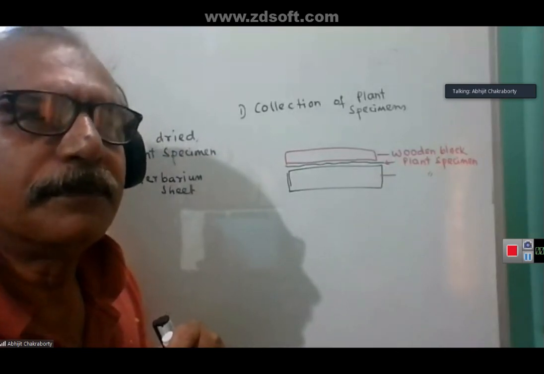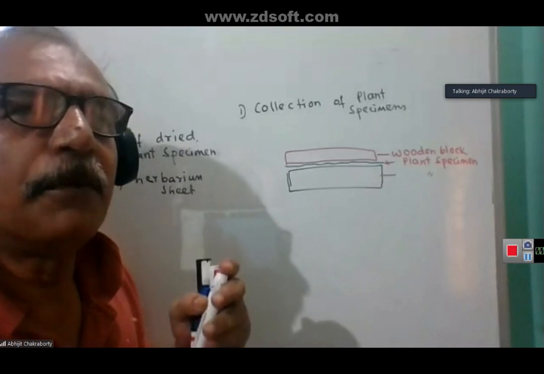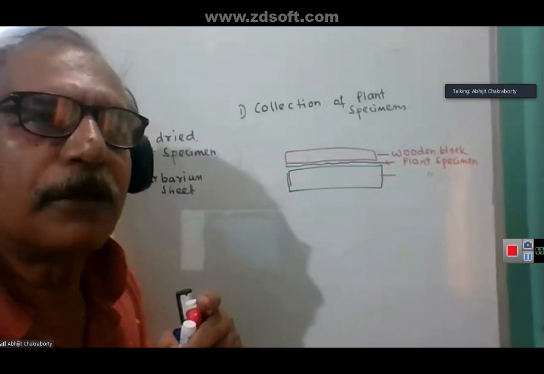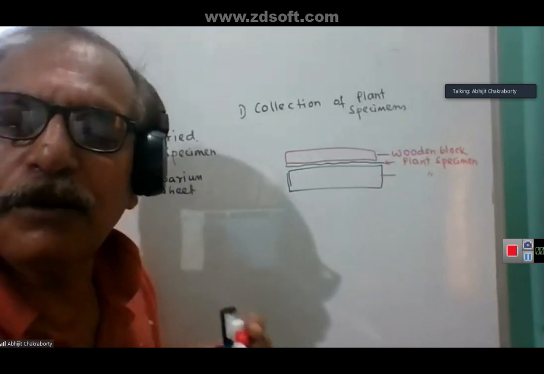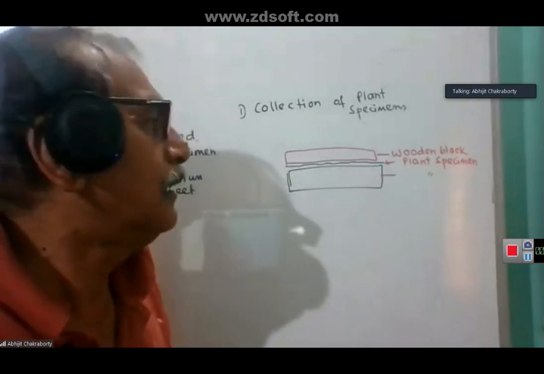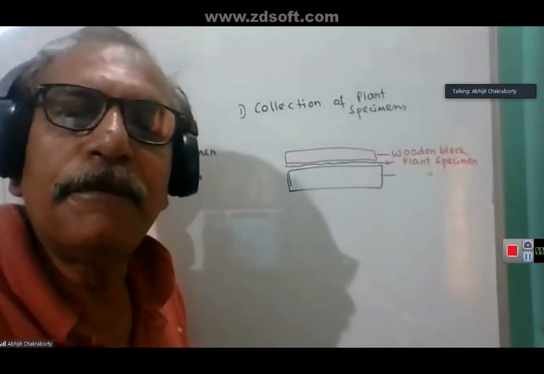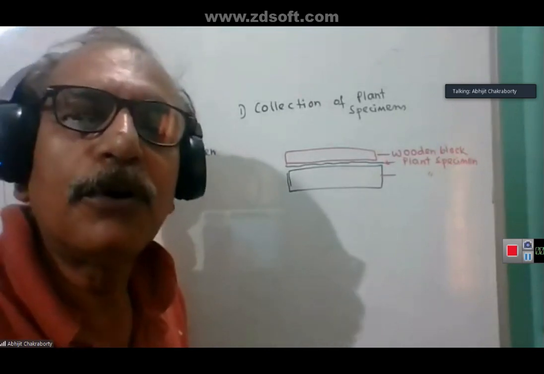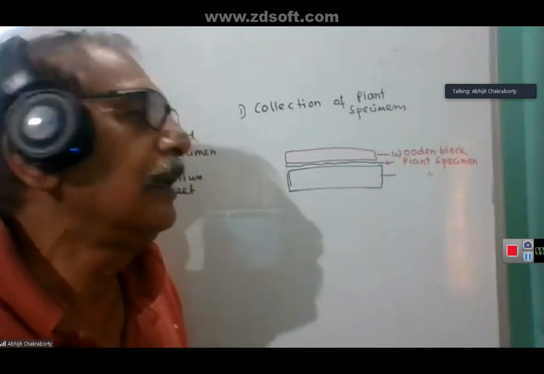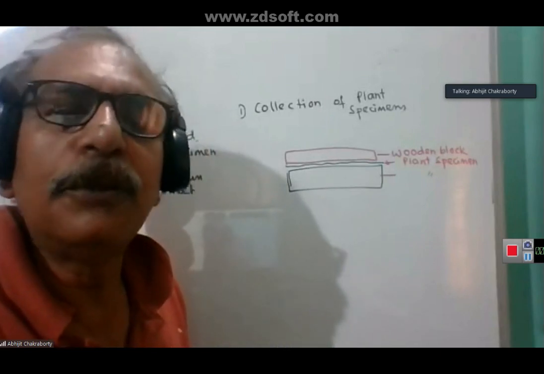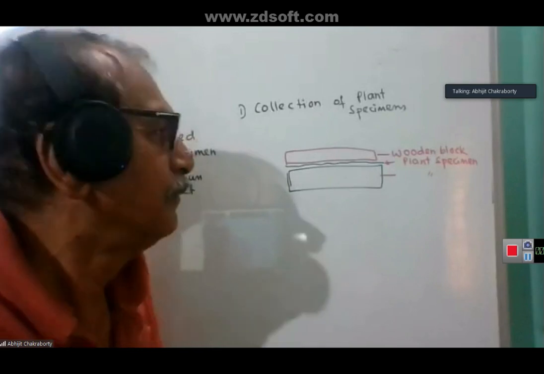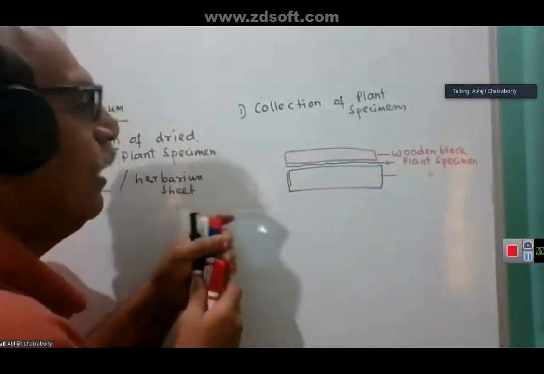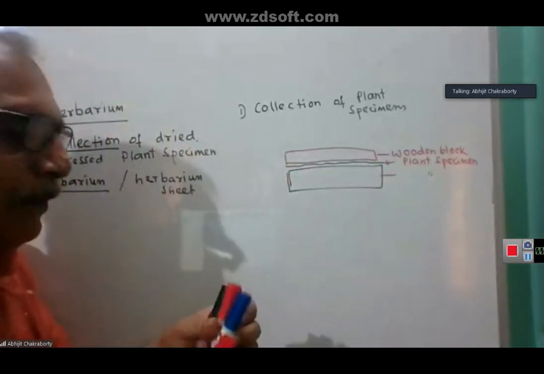After some time, after 15 days, you will get it completely dried, or sometimes it depends on how many days are required. It depends on the water content of the plant specimen. If the water content is less, then obviously it takes less time to be pressed and dried completely. If the water content is more, it takes more time. So it depends on the type of plant specimen, as water content may not be the same in all cases. After that, you get the dried and pressed plant specimen.